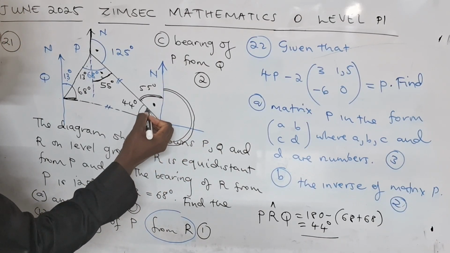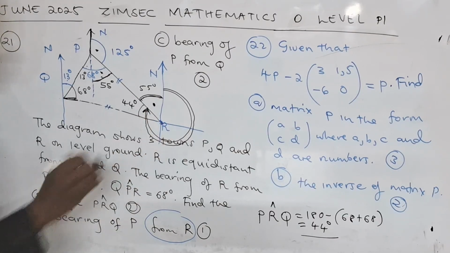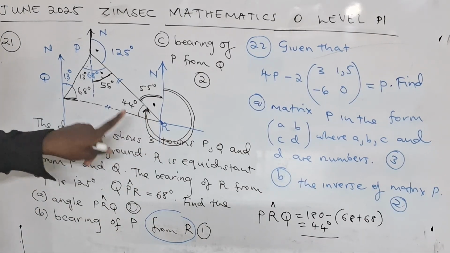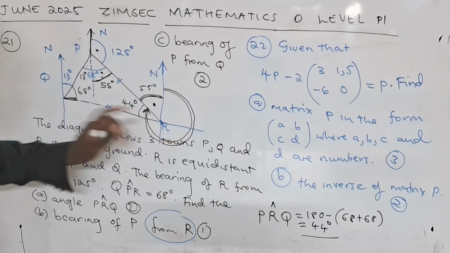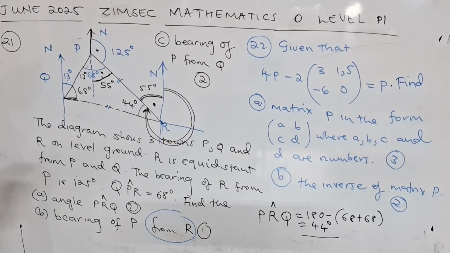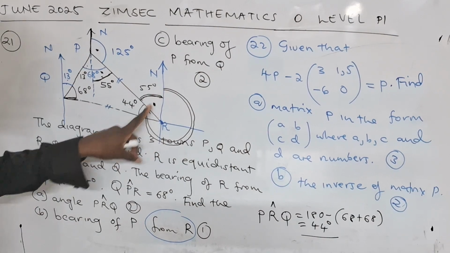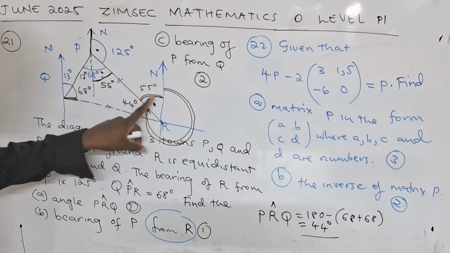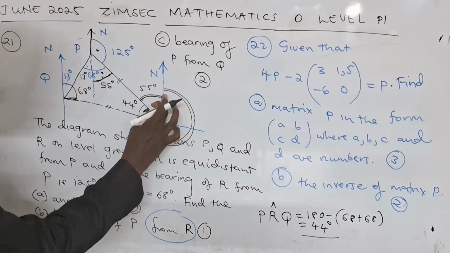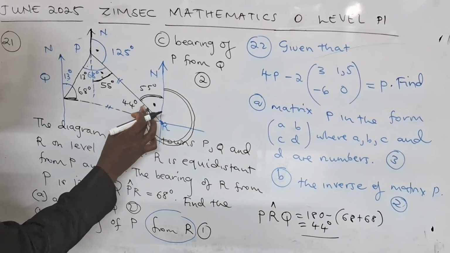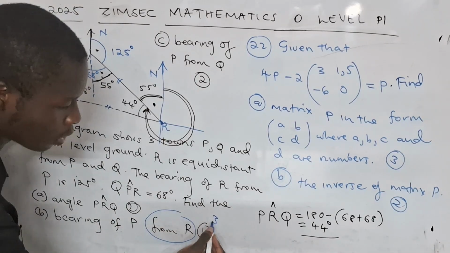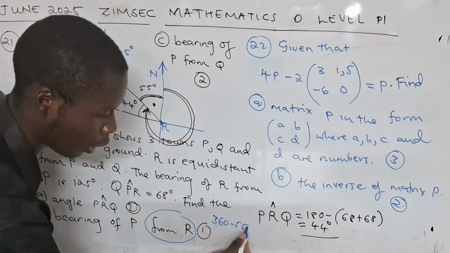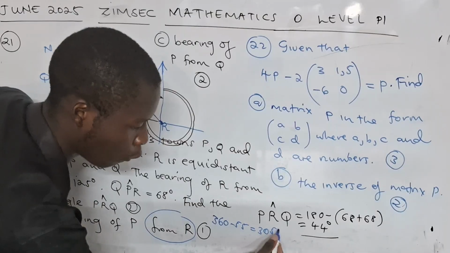This is the angle. Already, if you complete this circle, this is a revolution, which is equal to 360 degrees. From here to here, this is 55 degrees. So in order for you to find this angle, what are you supposed to do? You say 360 subtract 55. So 360 subtract 55, we are going to get 305 degrees.